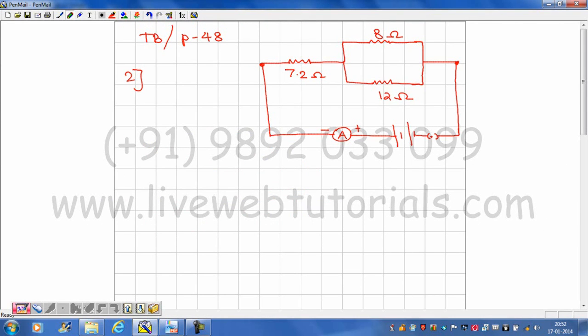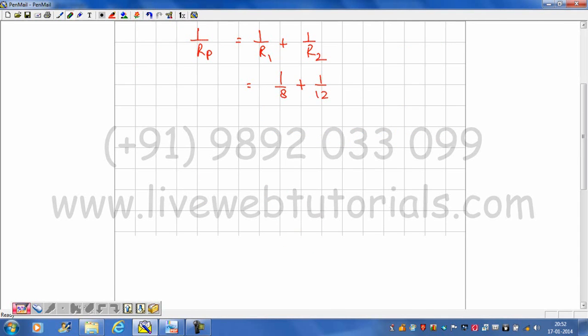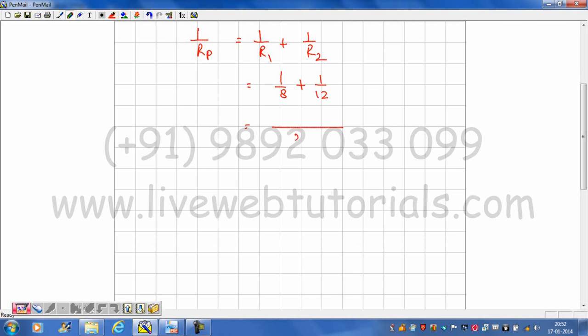Okay. So now first I'm going to take these 8 ohms and 12 ohms, I'm going to find the parallel resistance. So I'm going to use the formula for parallel. 1 upon Rp is equal to 1 upon R1 plus 1 upon R2. This will give me 1 upon 8 plus 1 upon 12. Okay. Now 12 and 8, the LCM is 24. 8 3s are 24. 12 2s are 24.